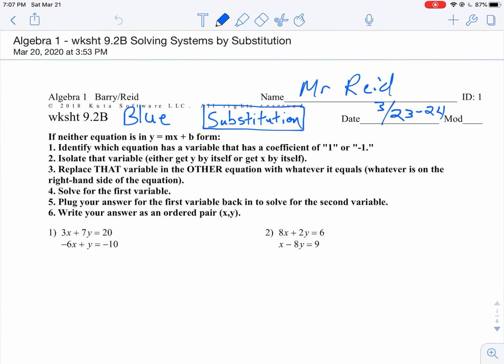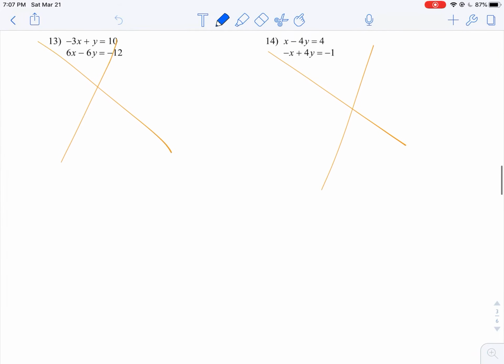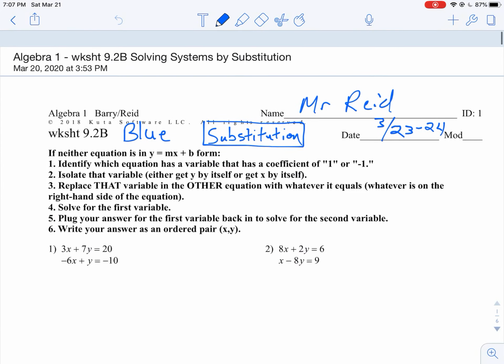9-2b. So if you have your binders, you could do it in your binder. It should be blue, 9-2b, or is this green? Is this blue or green? It's blue. Okay, 9-2b is blue. All right, and this is what your homework is going to be. Again, cross off 5 and 6 as well as 13 and 14.